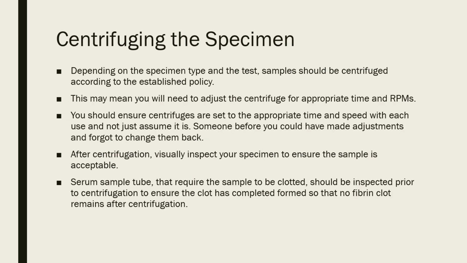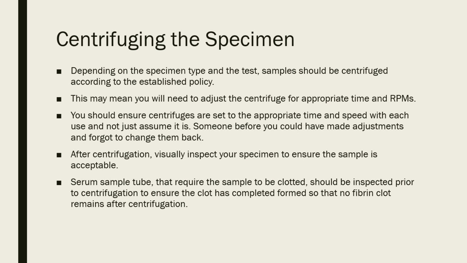Now, deciding whether or not to spin a specimen is going to be dependent on the particular test that you're doing and what the policy is on whether or not you should spin that specimen. So if you do need to spin a specimen, you might have to do some adjustments with your centrifuge. You have certain specimens that may be required to spin for 10 minutes, where something else may be 5 minutes. The RPMs on that centrifuge may need to be adjusted. You may have something that has a harder spin, something that has a softer spin, depending on that test.